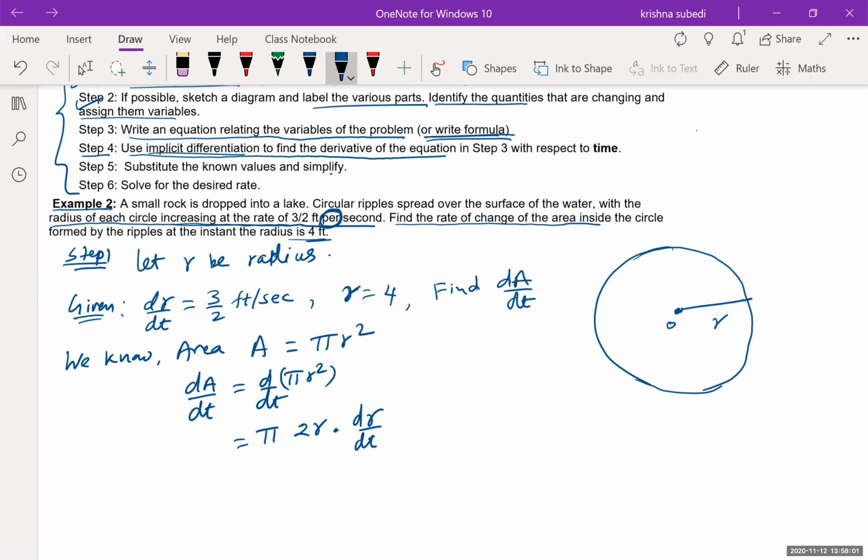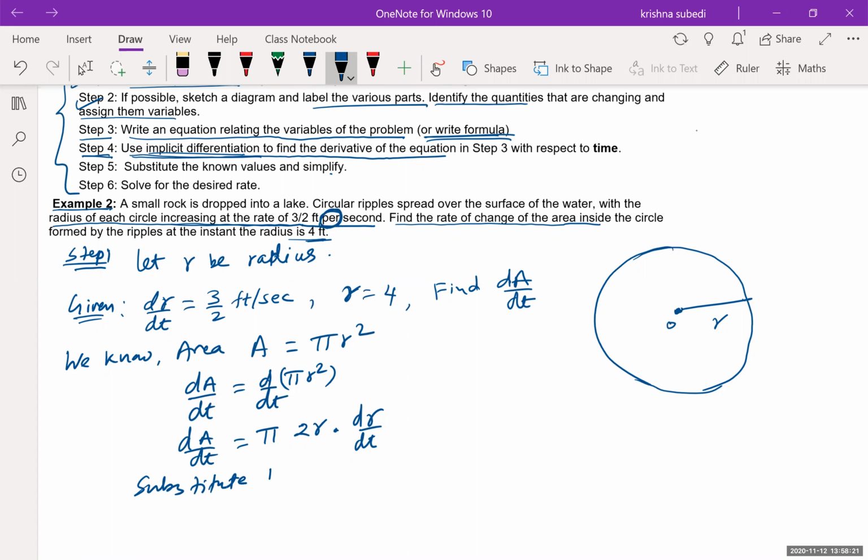Step 3 is done. Step 4 is also done. Use implicit differentiation to find the derivative. So we found the derivative dA over dt to be this. Now substitute the known values and simplify. So what is given is dr over dt. Let us substitute the value.